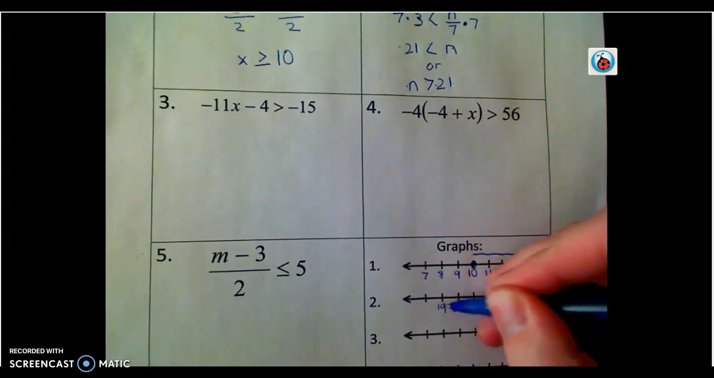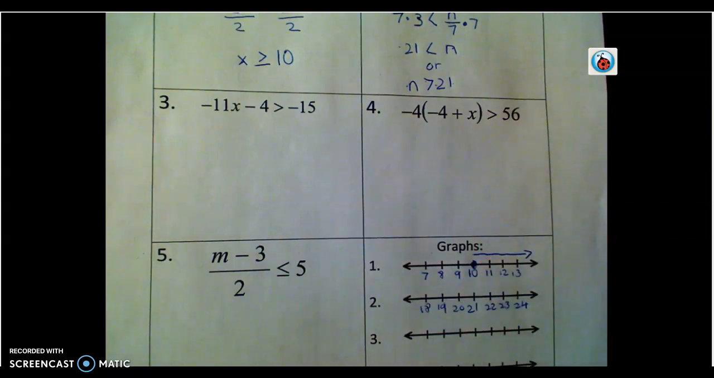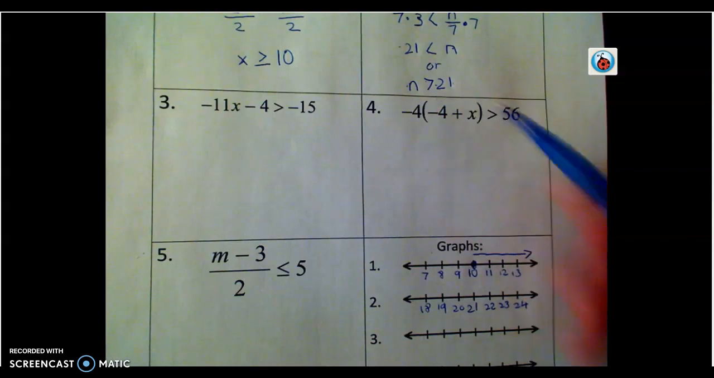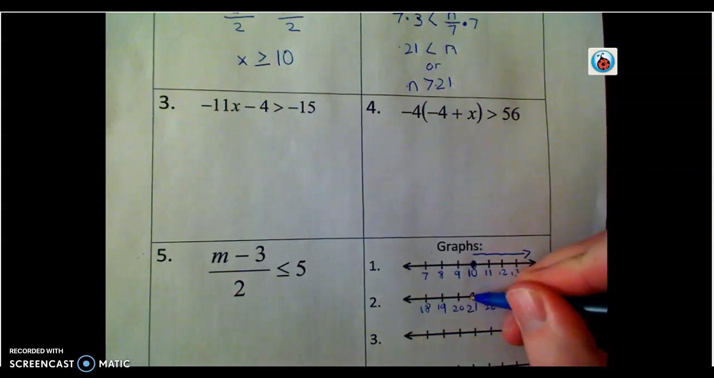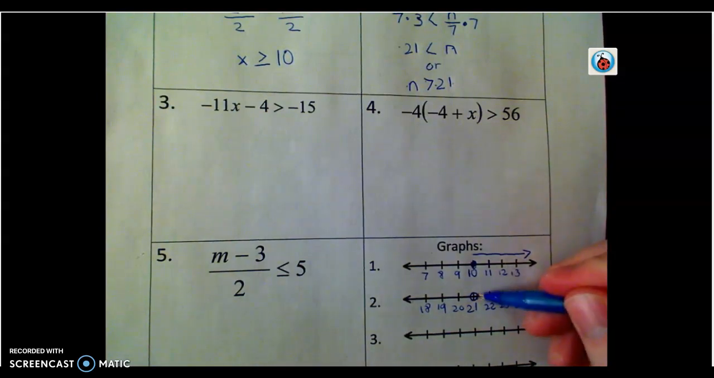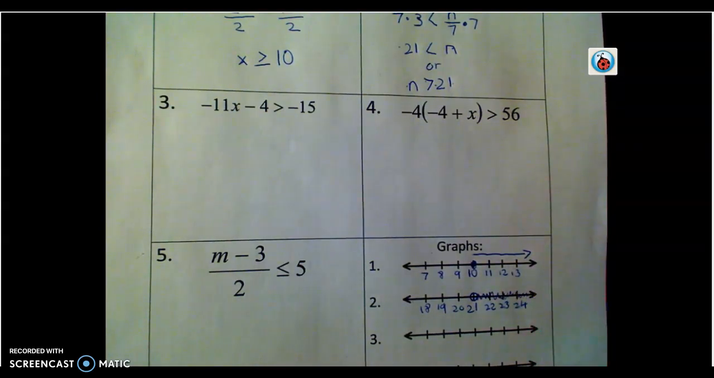Fill out my number line. My boundary point is at 21, and it is greater than, so I'm going to use an open circle at 21. I'm going to shade everything greater than 21, so everything to the right. It doesn't matter if you want to shade your graph or draw the arrow, either of these are acceptable.